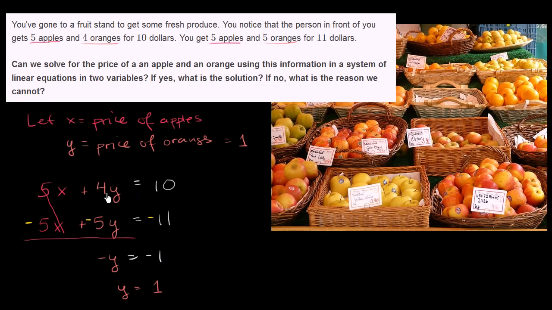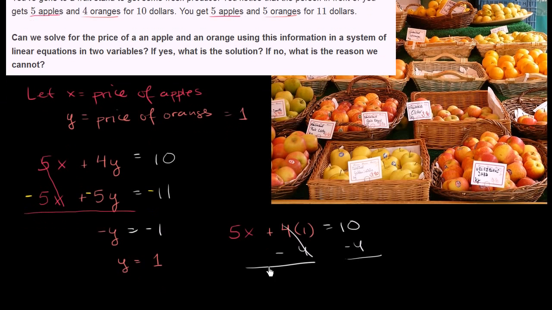So we can go back into either one of these equations. I'll go back into this first one. So let's go to the person in line in front of us. They bought 5 apples at X dollars per apple, plus 4 oranges at $1 per orange, and they spent a total of $10. So this, of course, is just 4. Let's subtract 4 from both sides. And we get, well, 4 times 1 minus 4, that just cancels out. We're just going to be left with 5x on the left-hand side. And on the right-hand side, we have 10 minus 4, which is equal to 6.